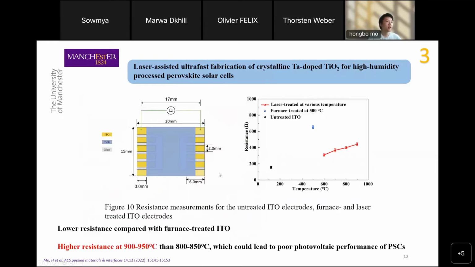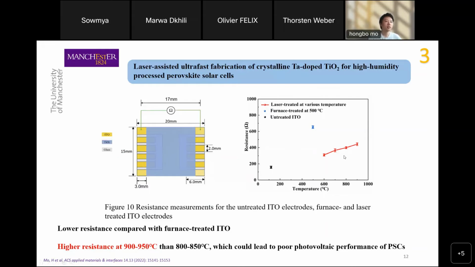And then we measured the ITO resistance by the two-probe method. The ITO resistance is shown in figure 10, and we can find that the laser treated ITO shows a lower resistance compared with the furnace treated at 500. That could be the reason that the perovskite solar cells based on the laser treated T8 doped titanium dioxide show better performance than the furnace.